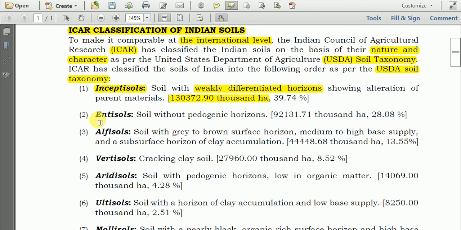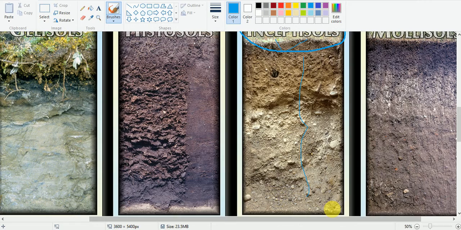Next we have Entisols. Entisols mean soils without pathogenic horizons. It has no horizons, soils without pathogenic horizons. See here, these soils cover 92,131.71 thousand hectares, and the percentage here is 28.08%. So this type of soil we have is Entisols.